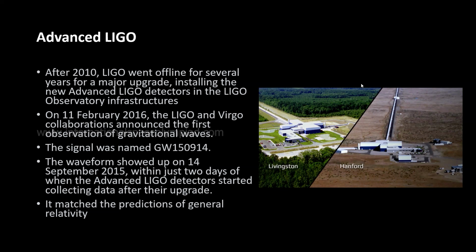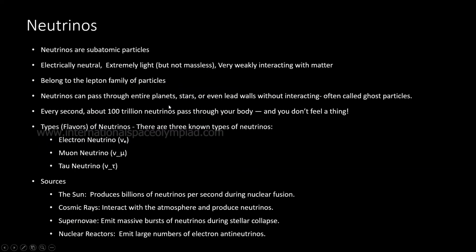Now, other than gravitational waves, there are many other things coming from space. One of the most important is a tiny, low-mass particle called the neutrino. These are called subatomic particles. I don't know whether you know about subatomic particles, but I will give you a brief intro.